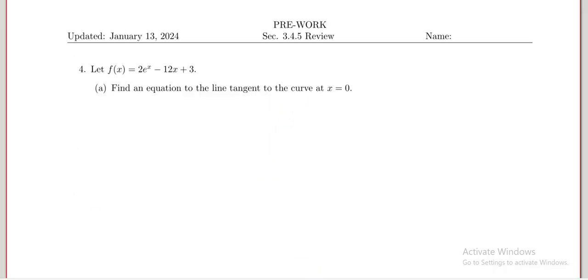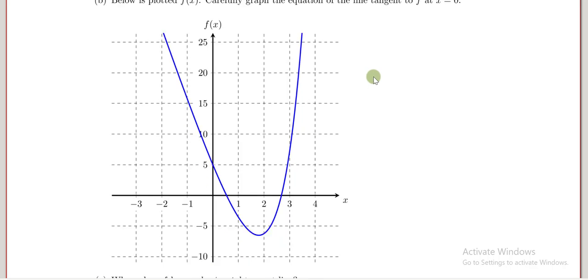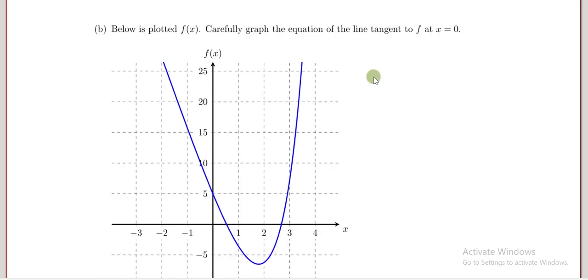All right, folks, we're looking at giving the equation of the tangent line to this function right here, f of x equals 2e to the x minus 12x plus 3. We're asking to find the equation of the tangent line at x equals 0. In a moment, after we're done with this problem, we will look at the graph of this function and draw the tangent line that we obtain, and we'll get a nice visualization of what we've just done.